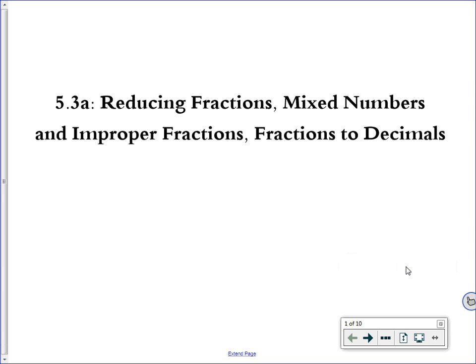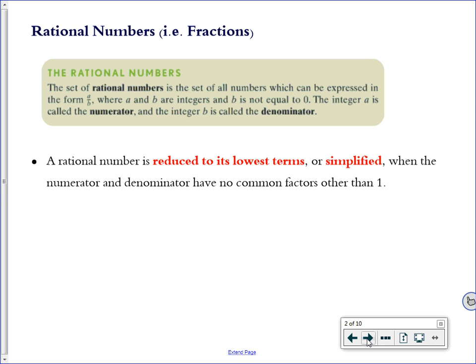This video is about reducing fractions, converting mixed numbers to improper fractions, and fractions to decimals. So let's start by defining rational numbers.